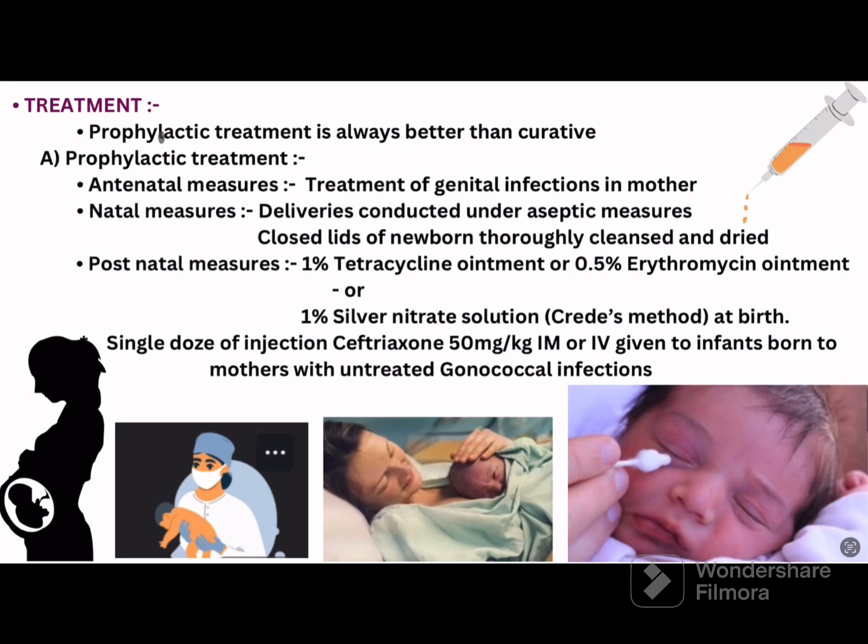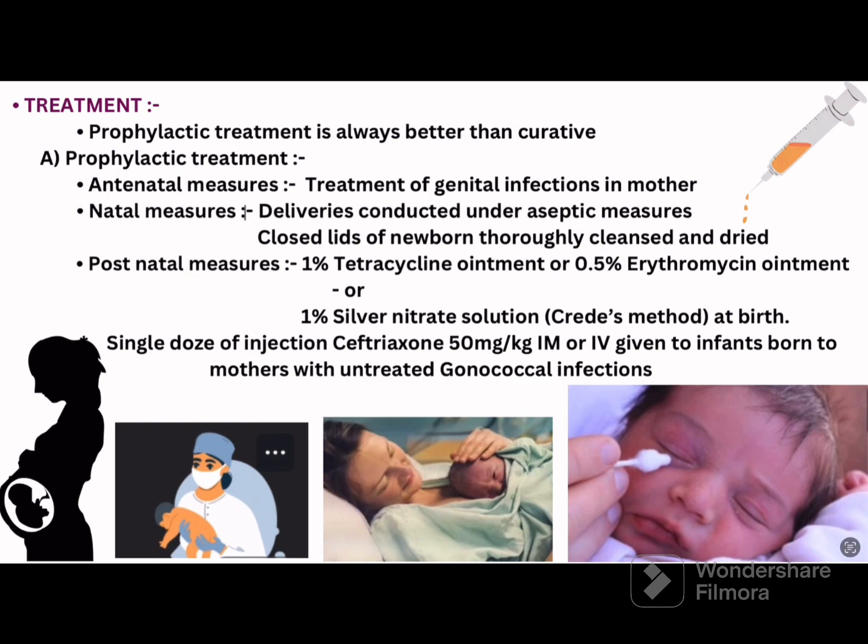Coming to the treatment now. Prophylactic treatment is always better than your curative treatment. So the prophylaxis includes antenatal, natal, and postnatal measures. Antenatal measure includes thorough care of mother and treatment of genital infections when suspected. Natal measures are of utmost importance. How? Because mostly infection occurs during childbirth.